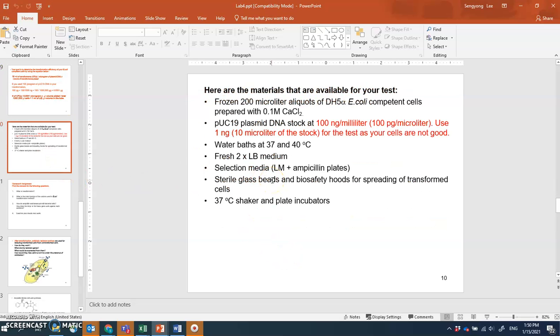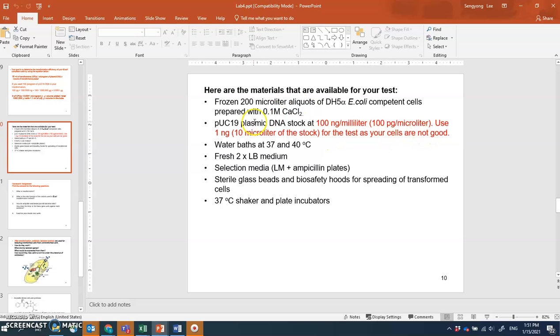So here are the materials that you will be using in the lab for this experiment. You'll be given 200 microliter aliquots of frozen DH5 alpha competent cells, and they are prepared with 0.1 molar calcium chloride solution. You will also be given pUC19 plasmid DNA. Okay, so that's diluted to a 100 nanogram per milliliter concentration, which is the same as 100 picogram per microliter. If you use 1 microliter, for example, of that, then that'll be good for your experiment.